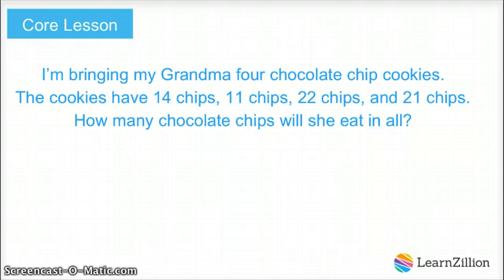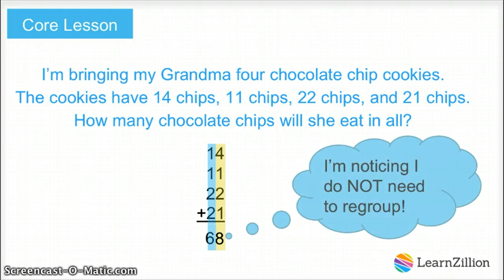I'm bringing my grandma 4 chocolate chip cookies. The cookies have 14 chips, 11 chips, 22 chips, and 21 chips. How many chocolate chips will she eat in all? I'm noticing I do not need to regroup. When I look at the numbers in the ones place, 4 plus 1 plus 2 plus 1, it's an answer less than 10.